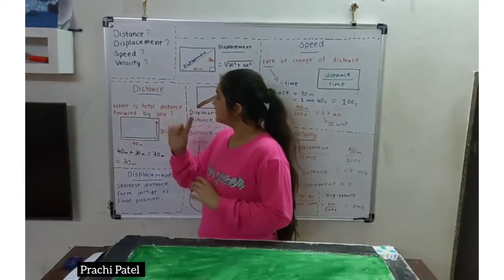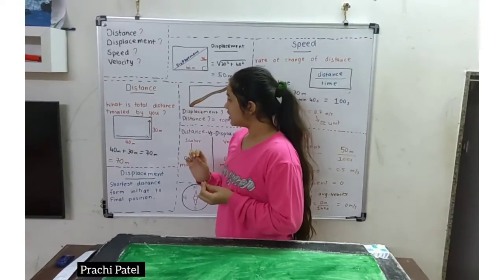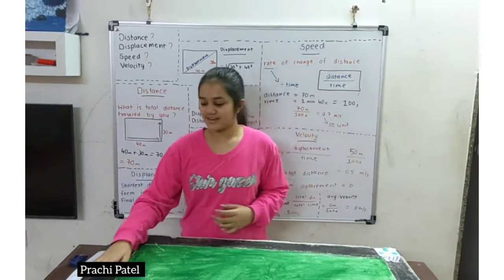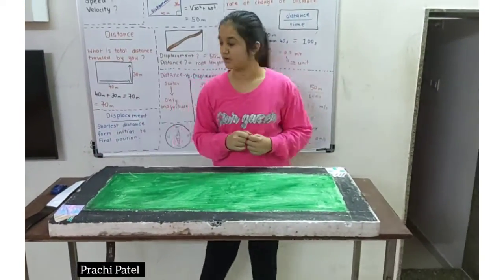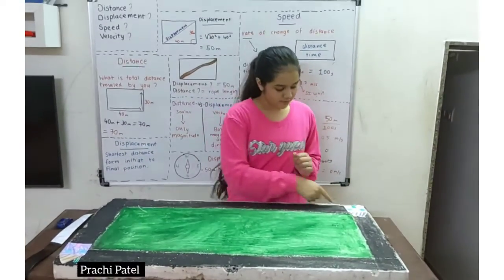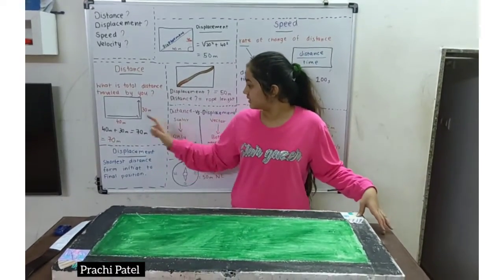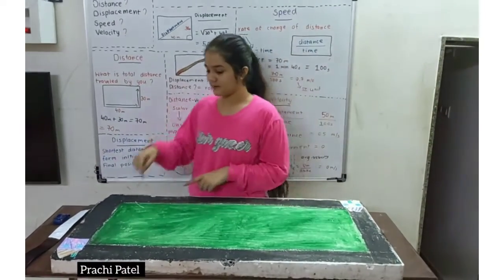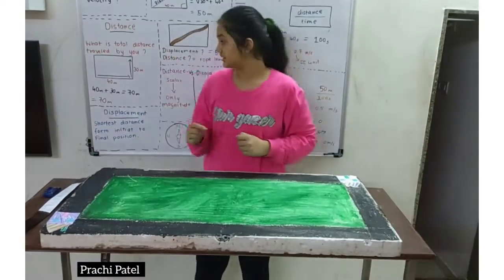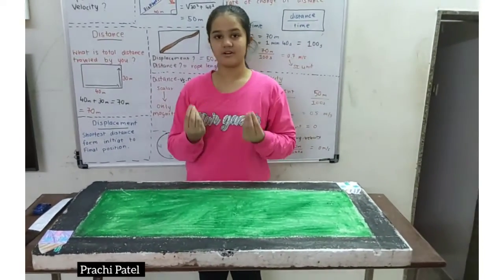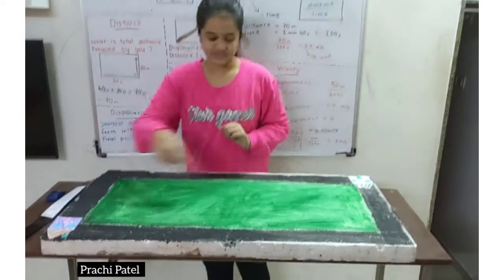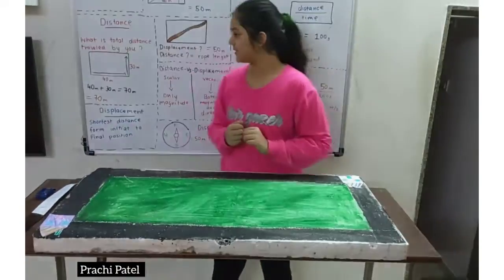So let's start with the distance. What is the total distance you travel? I have my house over here and my friend's house over here. Now it says total distance you traveled. This part is 40 meters and this part is 30 meters. So I'll take this route to get to my friend's house. We need to find the total distance, which is very easy. 40 plus 30 is equal to 70. So this is 70 meters.